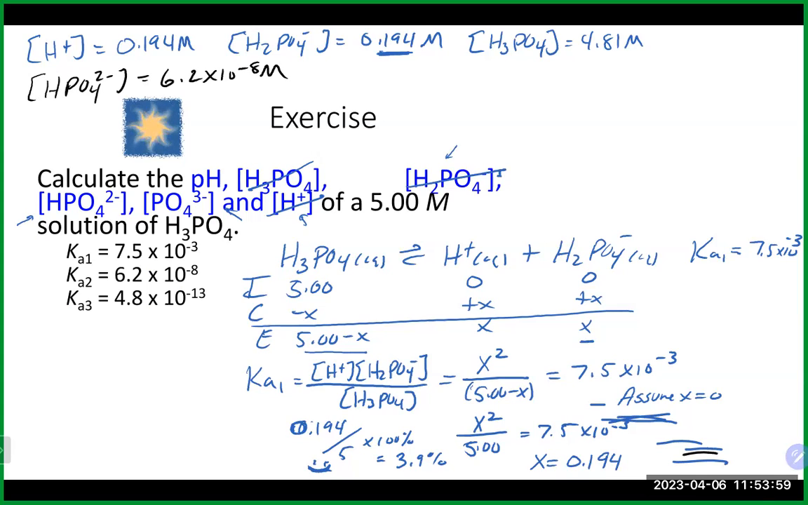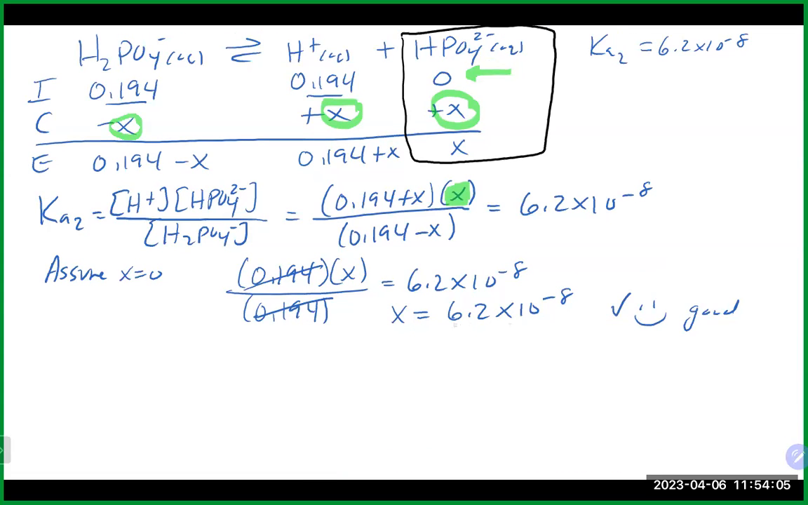Now, in this case, if we took our X value here and we put it back into the concentration of H plus and the concentration of H2PO4 minus, what do you get when you take 0.194 plus 6.2 times 10 to the minus 8? You get basically 0.194 still. It doesn't change all that much. Same thing with the first one. If you took 0.194 and subtracted 6.2 times 10 to the minus 8, you basically still have 0.194. So those concentrations really didn't change very much.